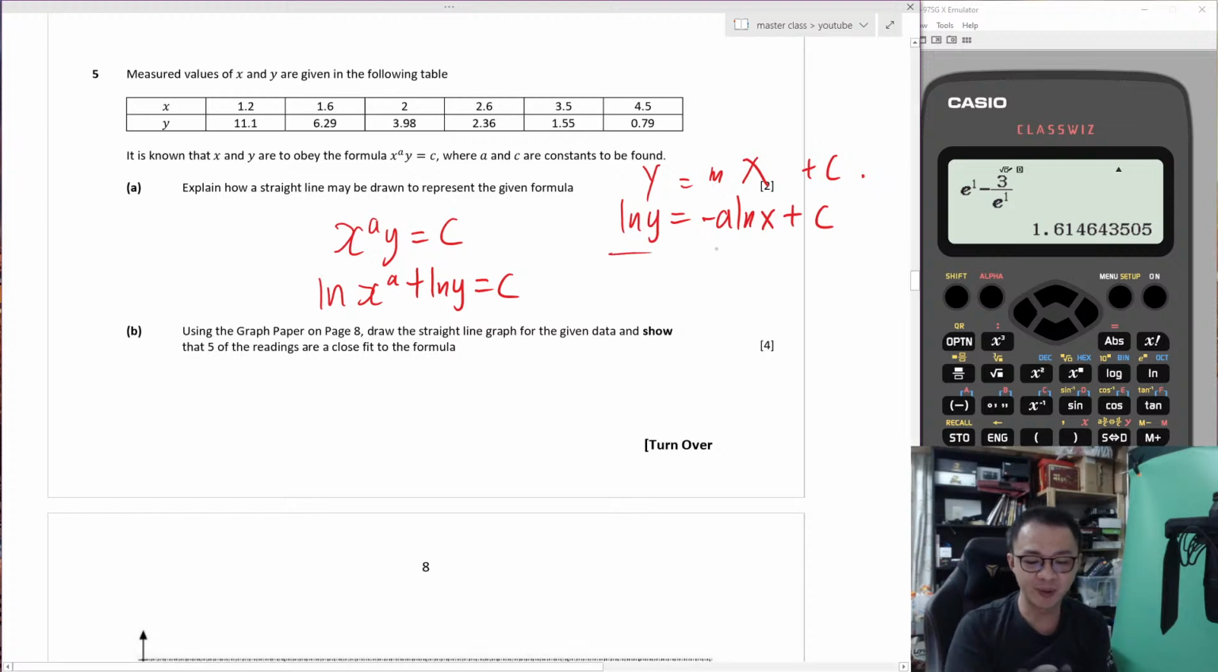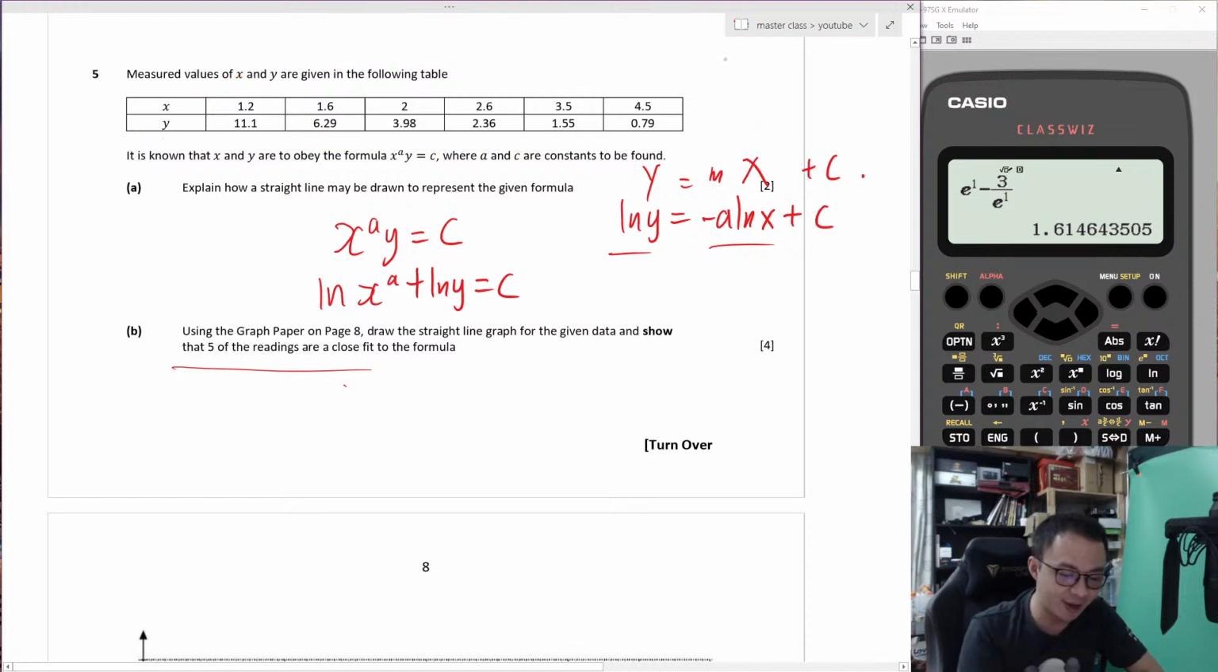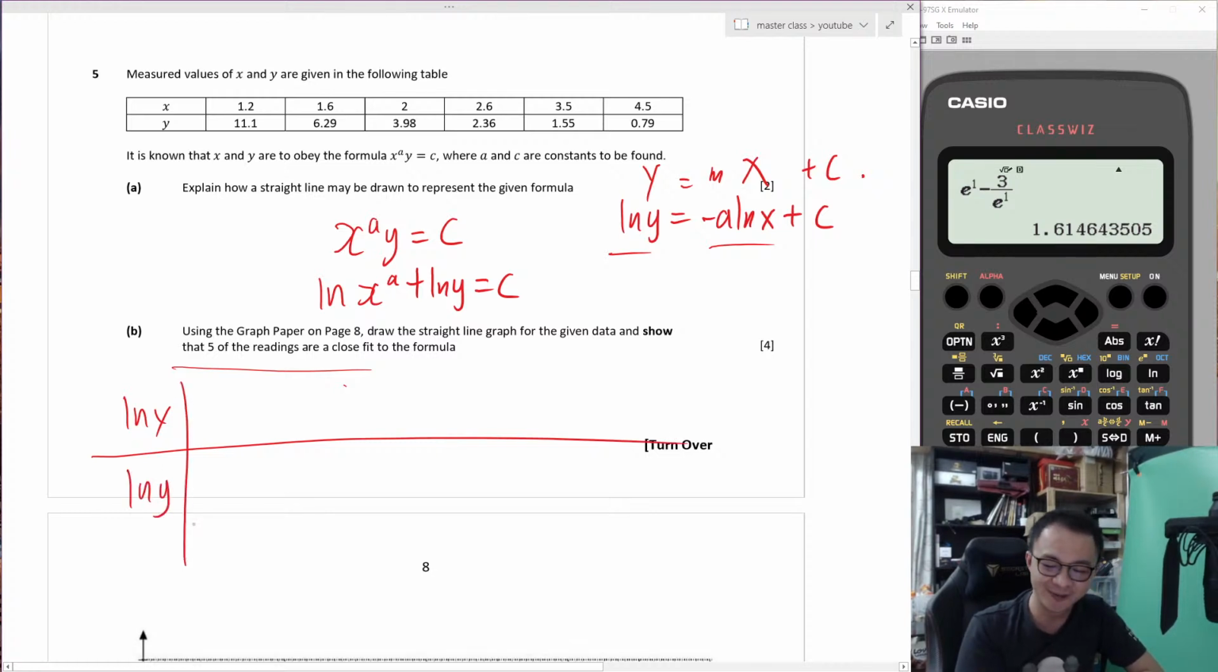Okay, so I want to form a table for ln y and ln x. Then I want to draw, and here they only ask us to show that 5 readings are close to fit the formula. But here we have 6 coordinates. They only say about 5, so I will assume 1 coordinate will be wrong, or maybe it has some error, or just doesn't best fit the equation. Okay, so what I want to do right now is, from the table, ln x, ln y.